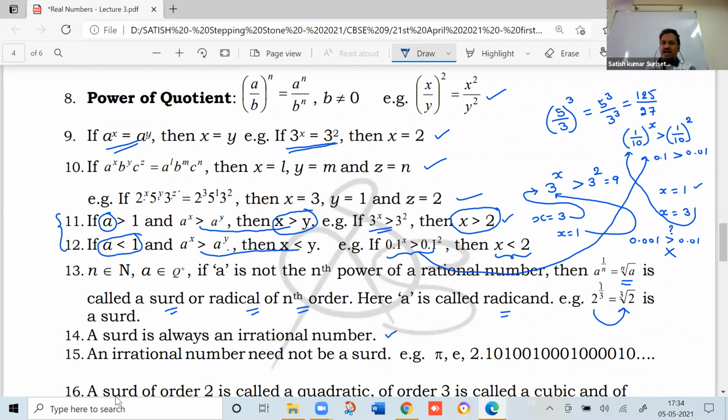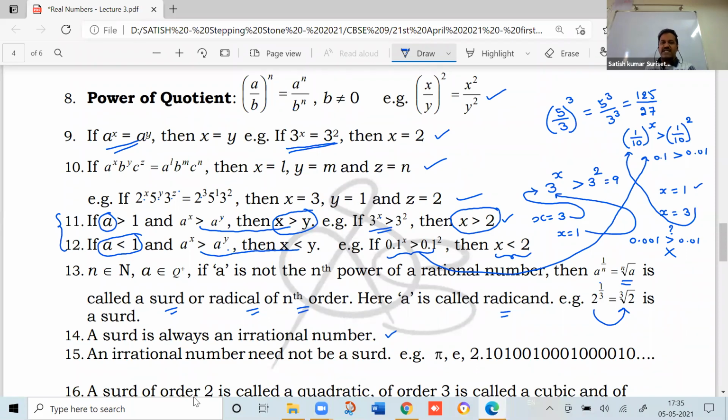So here A is not the nth power of a rational number. So that's why this is an irrational number. So a surd is always an irrational number, but an irrational number need not always be a surd.